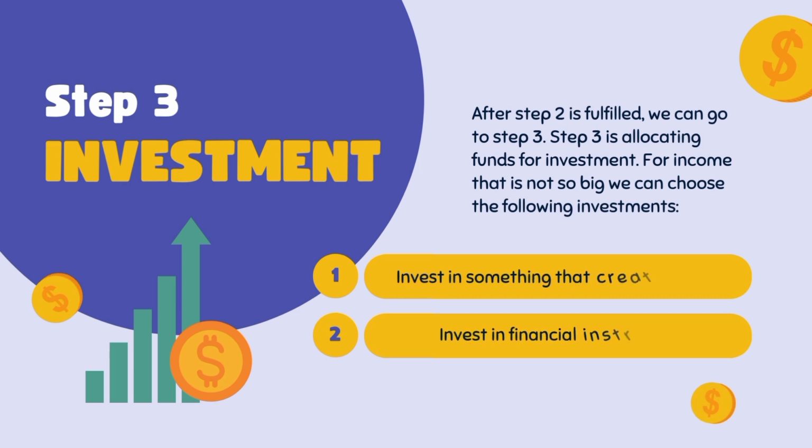Step 3, investment. After step 2 is fulfilled, we can go to step 3. Step 3 is allocating funds for investment. For income that is not so big, we can choose the following investments. 1. Invest in something that creates income. 2. Invest in financial instruments.